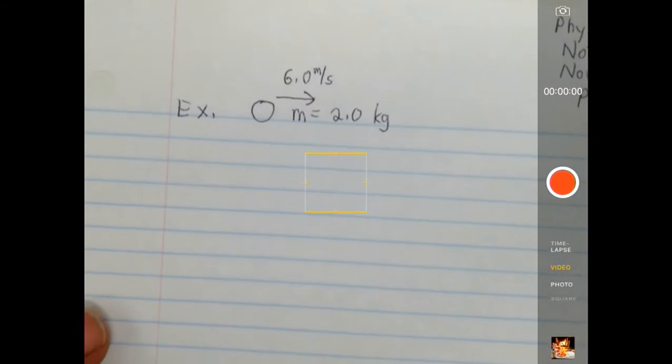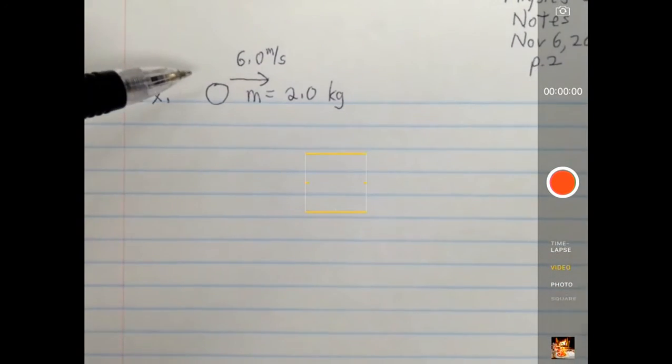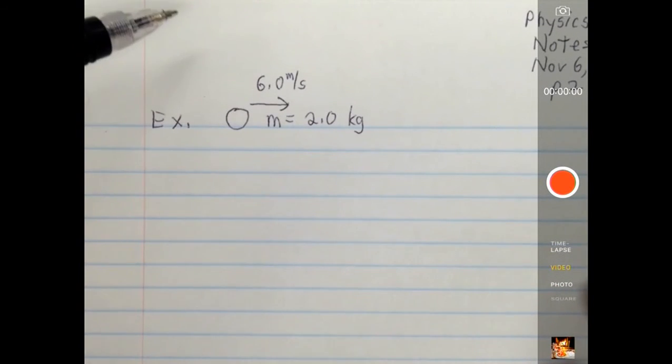Now, let's do an example. I have a ball. This ball has a mass of 2 kilograms, which means it's like over 4 pounds, and it's moving at 6 meters per second, which means, wow, you would not want to stand in front of it to try to catch it.